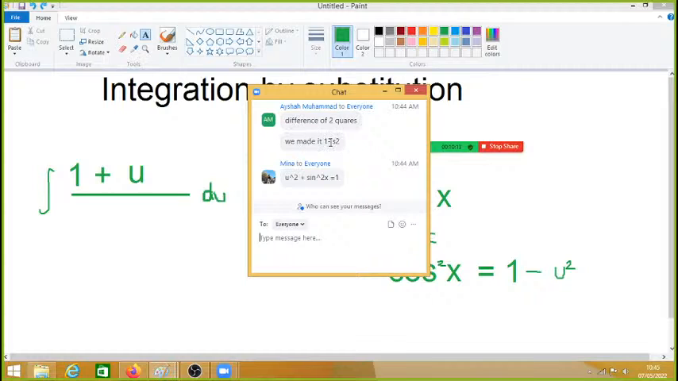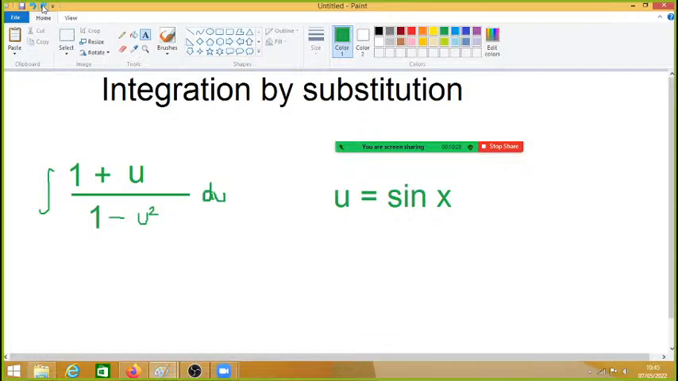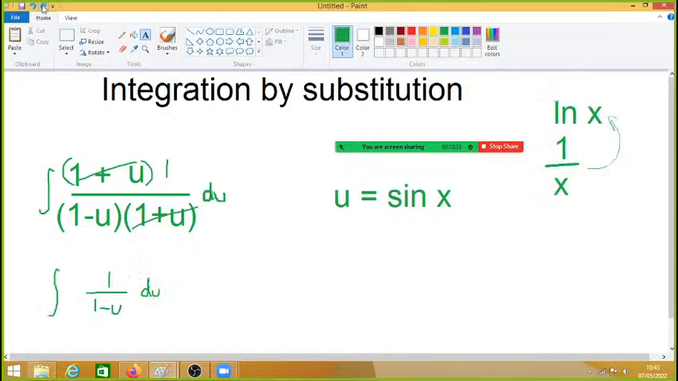Okay, let's just check. We made it 1 minus sine squared, good. And then we used sine squared plus cos squared is equal to 1, and we swapped the sine squared for the u squared, good. So that enabled us to just swap the cos squared out, and everything else was in terms of u. Then we used difference of two squares. One of the brackets then cancelled, and the rest was hopefully easy to integrate for you.